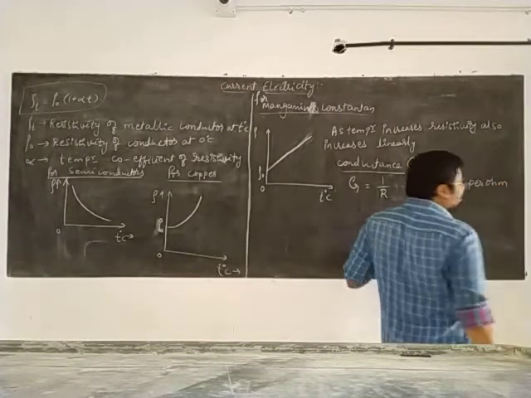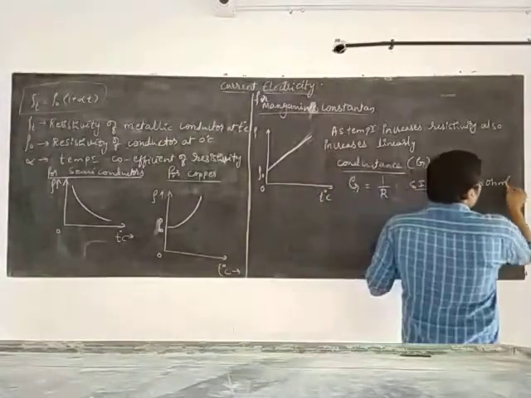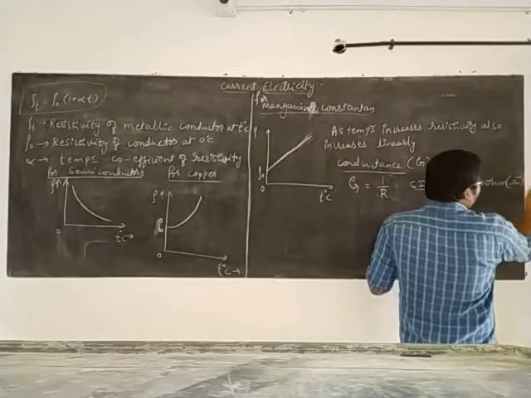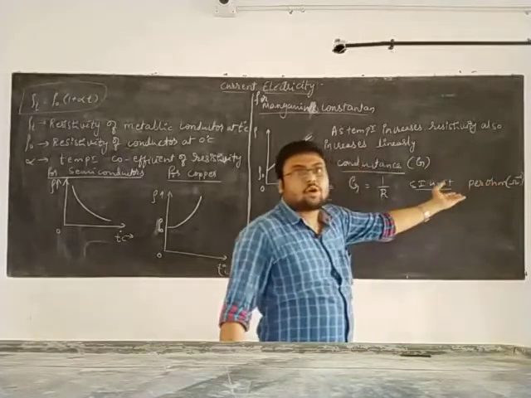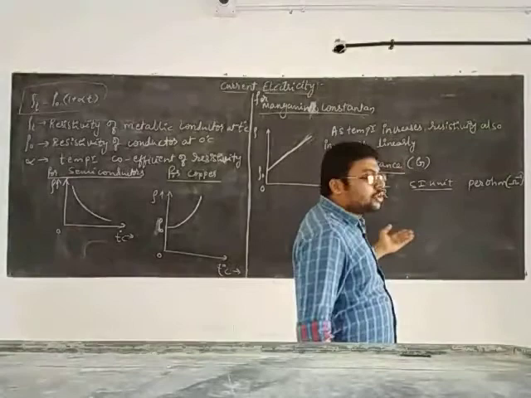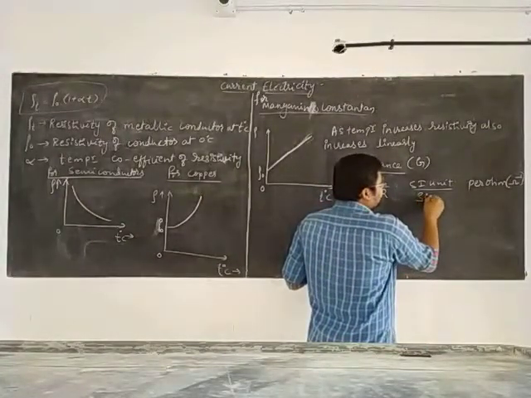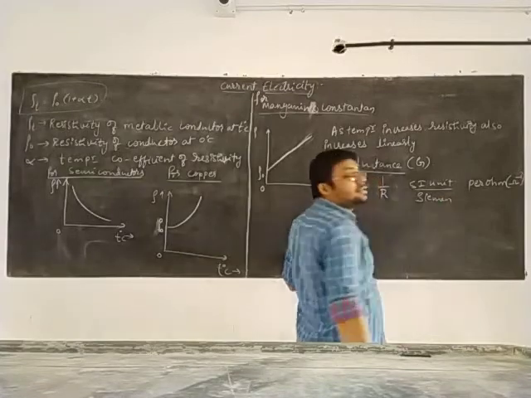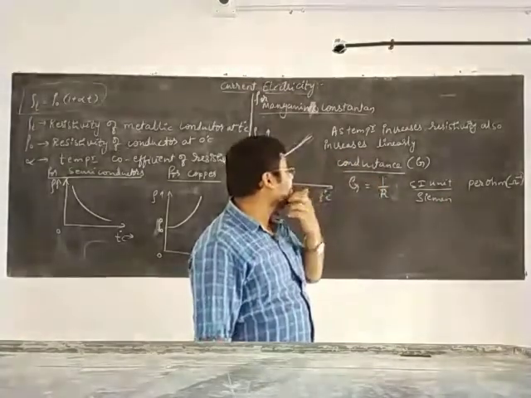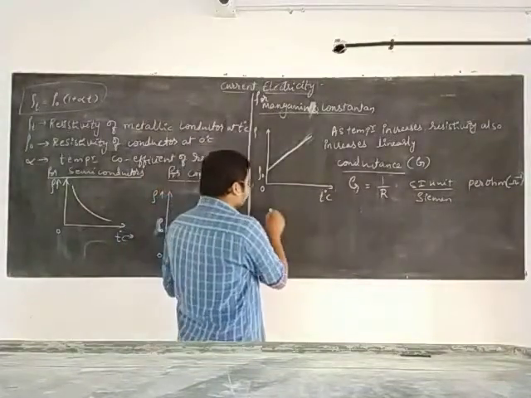Per ohm is the SI unit of conductance, and symbolically we can write it as omega to the power minus 1. Or else, one more unit we have is the siemens. Siemens is the unit of conductance. So next comes conductivity.